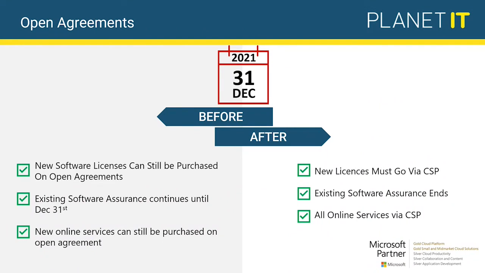through CSP. So there will be no option to buy year-long commitments on an open agreement and pay for them up front. So you won't be able to go, okay, I want to spend £400 up front to get my E3 license for a user for a year. You will have to go through CSP and either buy them on a monthly or a year-long commitment.